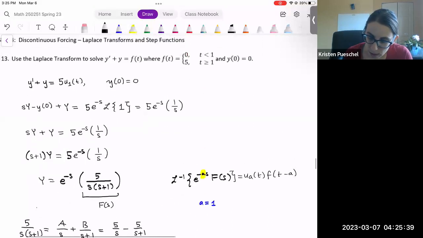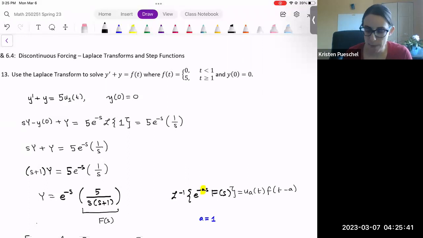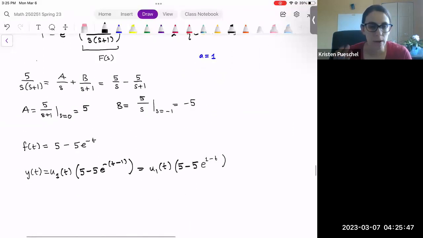All right, so sort of as we might expect, we changed our function at time 1, and so in our response function, we see a change happening at time 1.